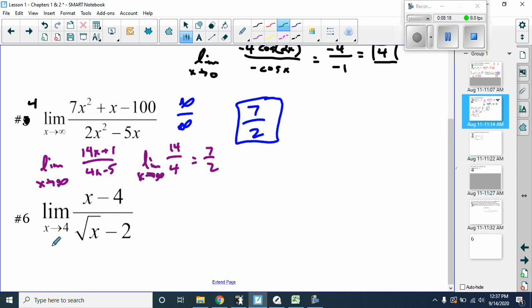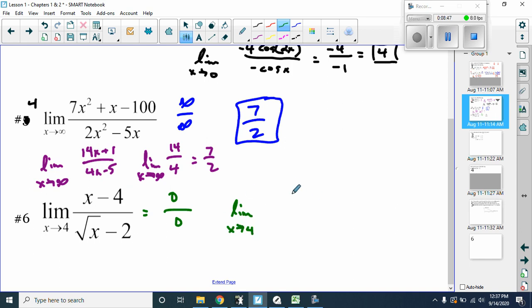And the last one here, when you plug in 4 for x, I get 4 minus 4, 0 over root x minus 2. Root 4 is 2, minus 2 is 0. We are in indeterminate form. The first way you learned how to do this was to multiply by the conjugate, which would work. I think L'Hopital's rule is going to be easier here.